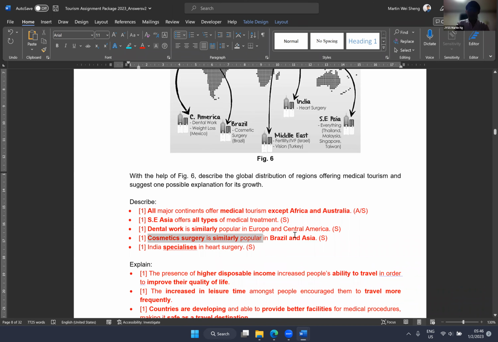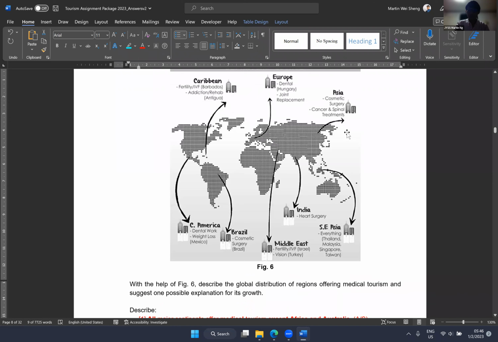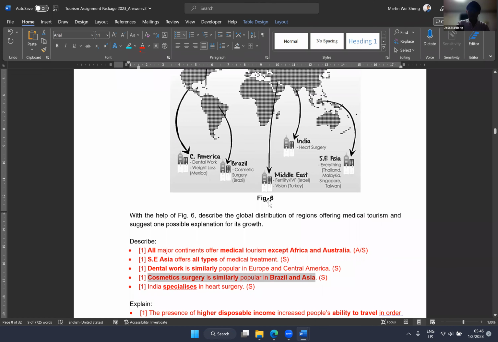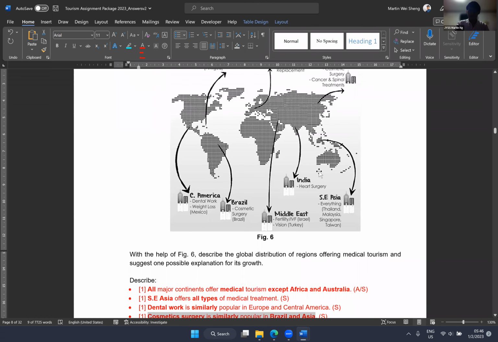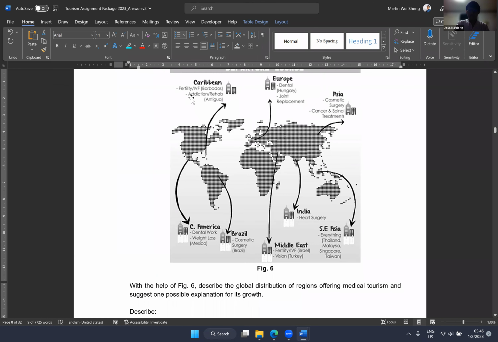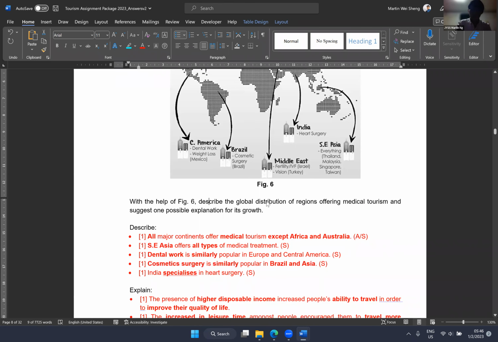Okay, cosmetic surgery is similarly popular in Brazil and Asia. So we can see cosmetic surgery can be found in these two locations only, Brazil and Asia. All right, and then finally, India specializes in heart surgery. Okay, so you notice heart surgery cannot be found anywhere else. All right, only in India. Okay, so this is how you describe the global distribution.